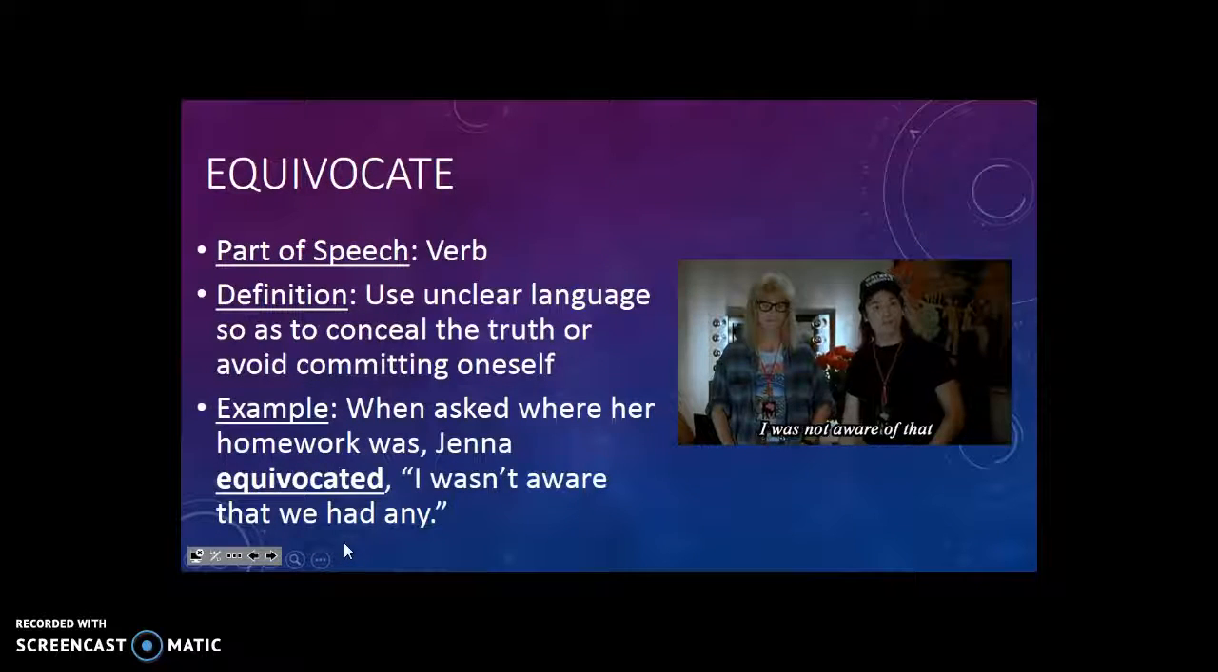Our next word is equivocate. Equivocate is a verb. The definition is use unclear language as to conceal the truth or avoid committing oneself. So, for example, when asked where her homework was, Jenna equivocated, "I wasn't aware that we had any."